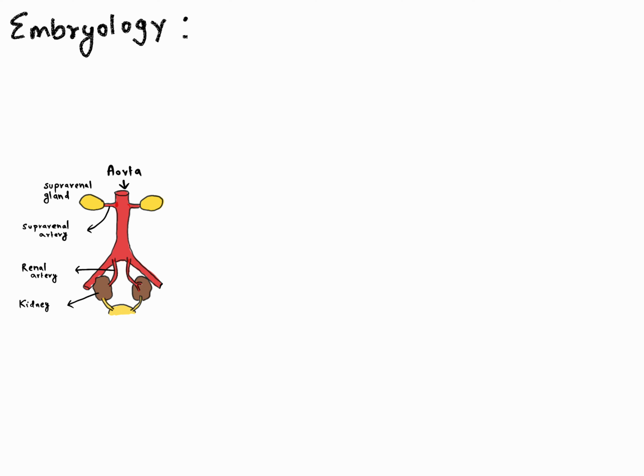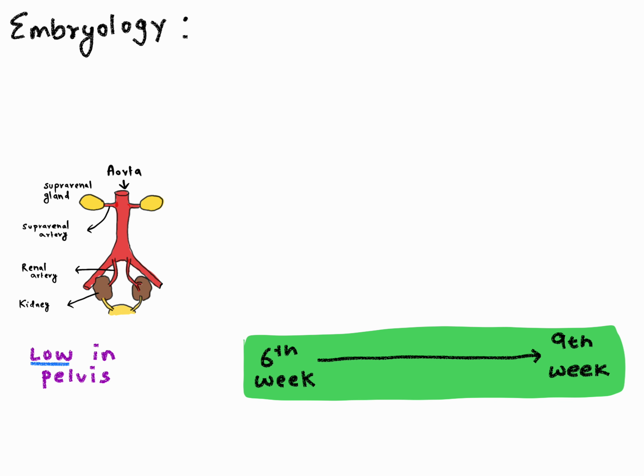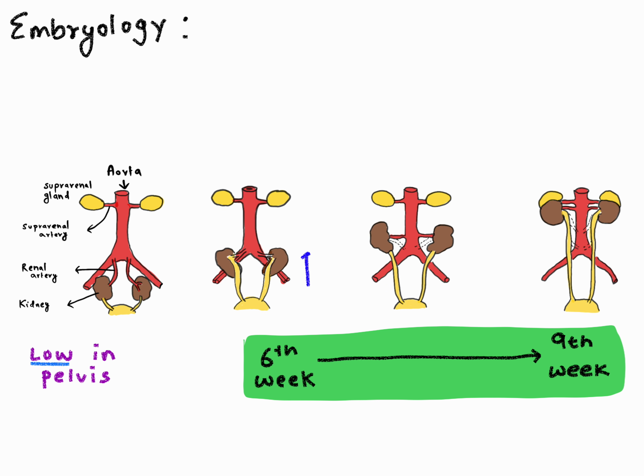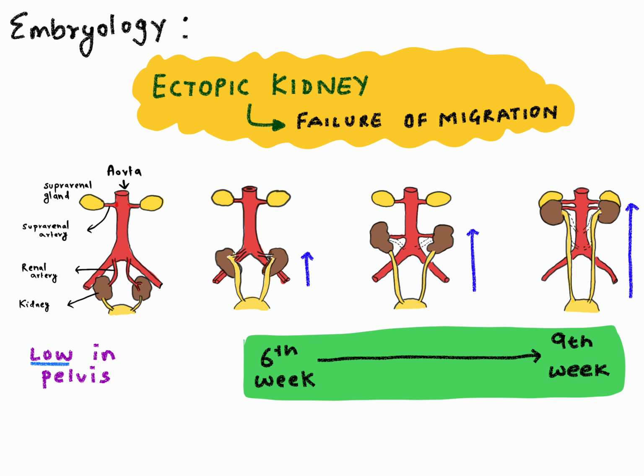Let's quickly revisit our embryology. During fetal development, the kidneys begin their journey low in the pelvis. Between the 6th and 9th weeks of gestation, they ascend to their final lumbar position. This ascent is a complex process involving differential body growth and the straightening of the embryo's curvature. An ectopic kidney results from a failure or an arrest in this migration process.